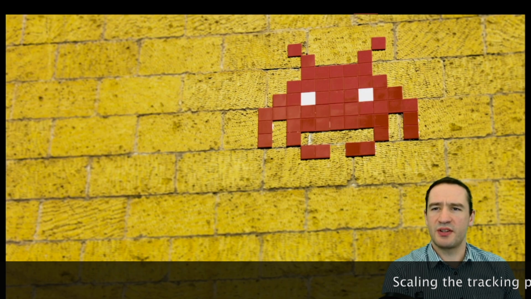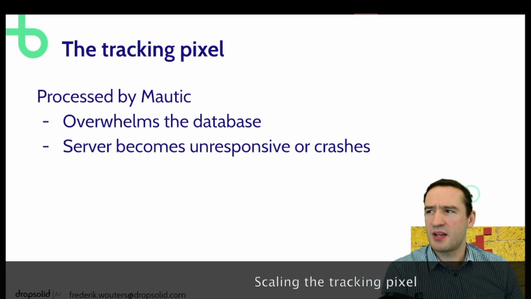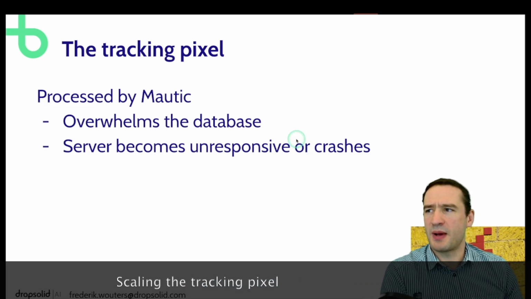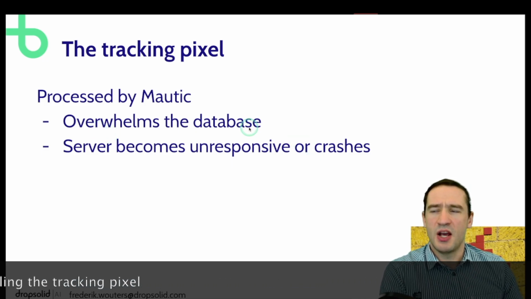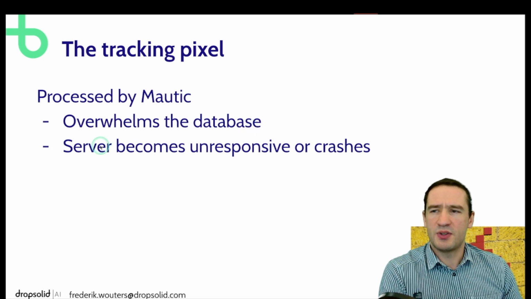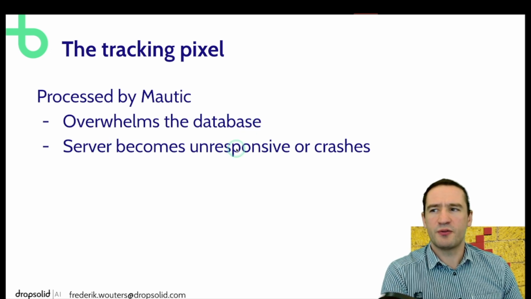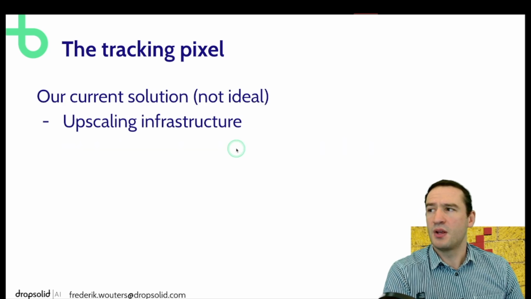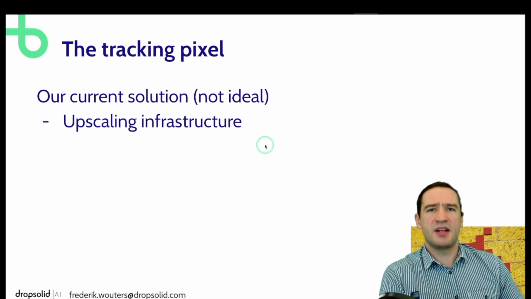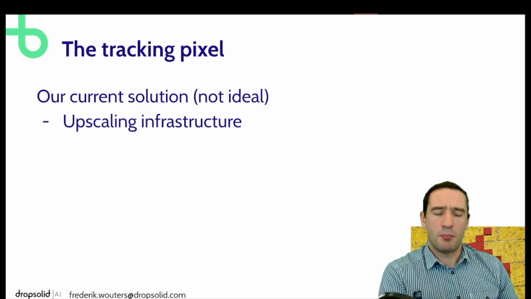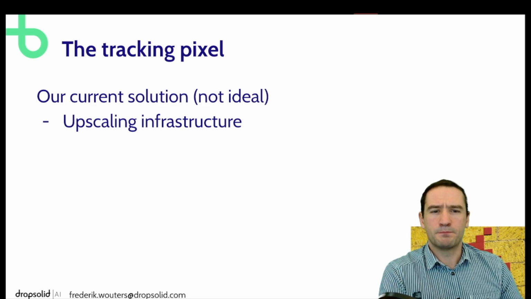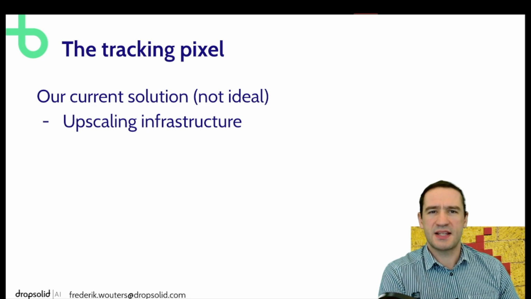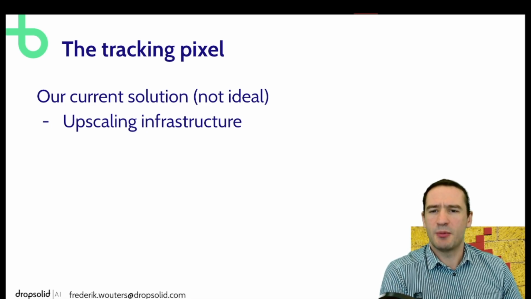The first one is about the tracking pixel. The tracking pixel is processed by Mautic and overwhelms the database when too many people trigger the tracking pixel, resulting in the server becoming unresponsive or crashing. Our current solution is upscaling the infrastructure. We have a plan on how to make this async with a queuing system, but for now our infrastructure solution is sufficient.